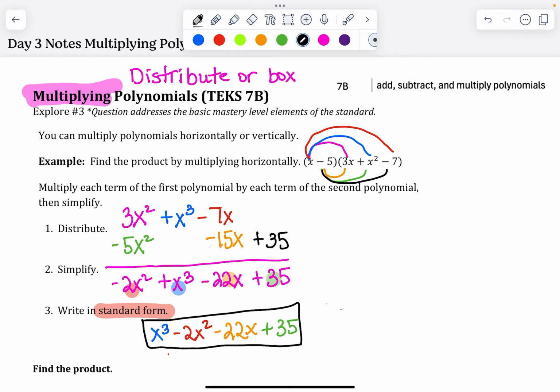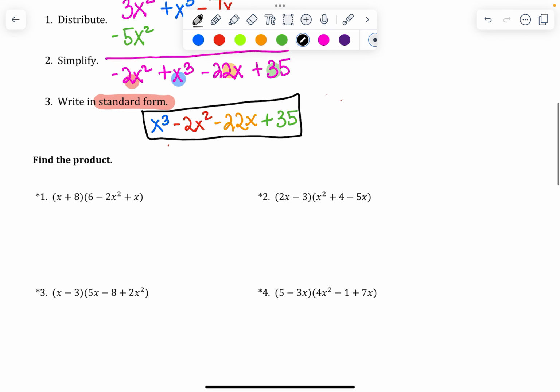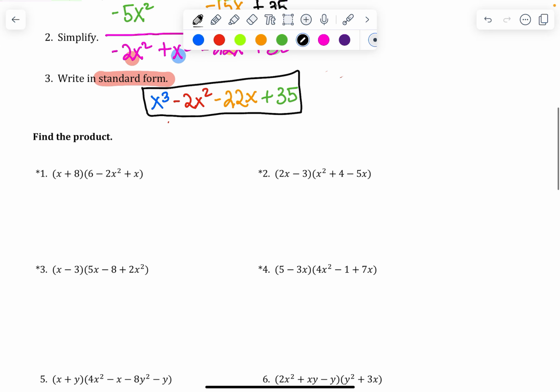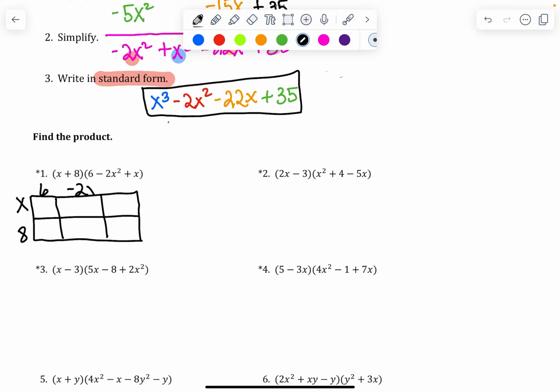Okay, this next one I'm going to do using the box. So in other words, it looks like I have 2 terms here and 3 terms there. So I'm going to do a box that looks something like this. Didn't do that very good. Here's the x, here's the 8, here's the 6, negative 2x squared, and then there's the x.